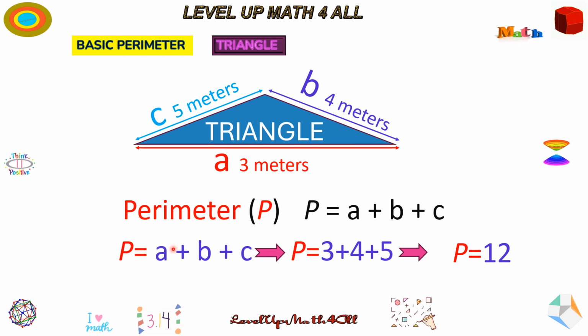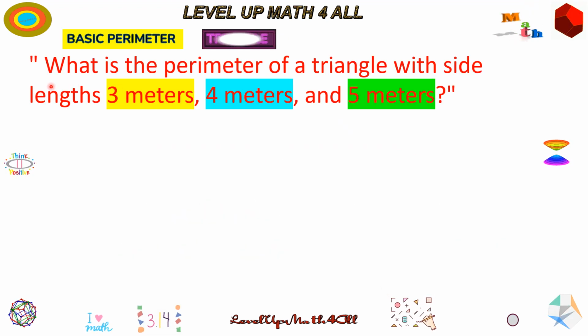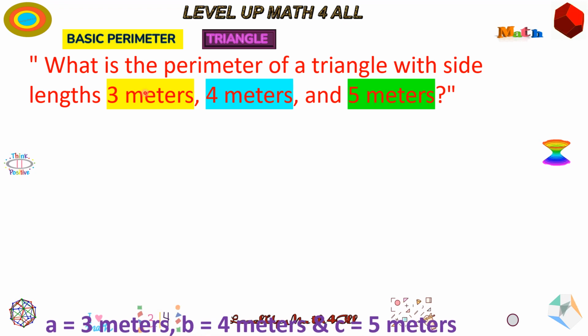The perimeter of a triangle formula, P, is all three sides, A plus B plus C, or all three lengths, A plus B plus C. So in the given scenario, we have side A 3 plus side B 4 and side C 5. Altogether is 12.